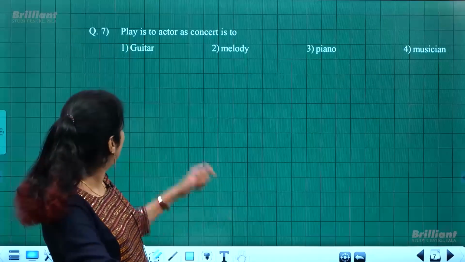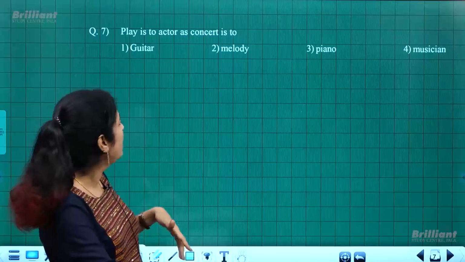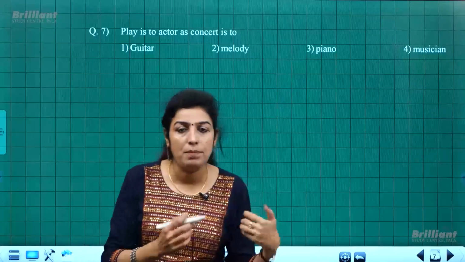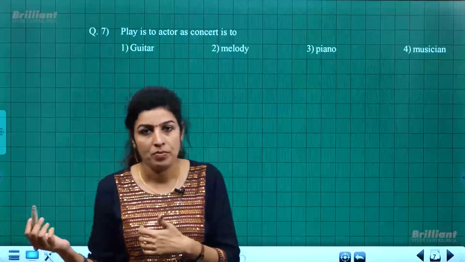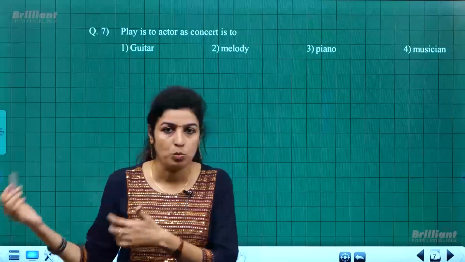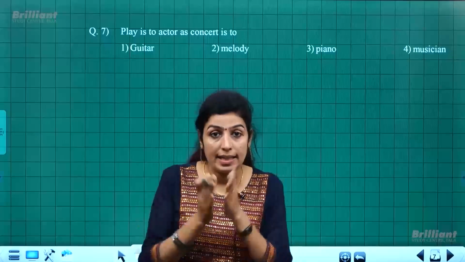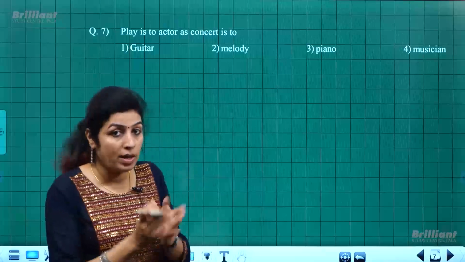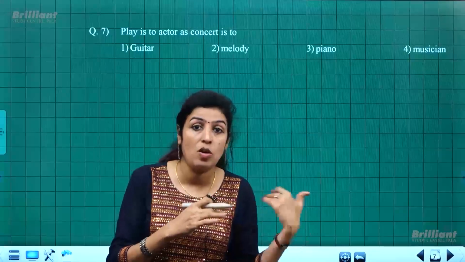Now next is: play is to actor as concert is to dance. So it's very easy. Actors play, or participate, or act in plays. Actors could be in movies or in theaters or dramas. Just like an actor is required for a play, or is connected with a play, the people who act in plays are called actors.